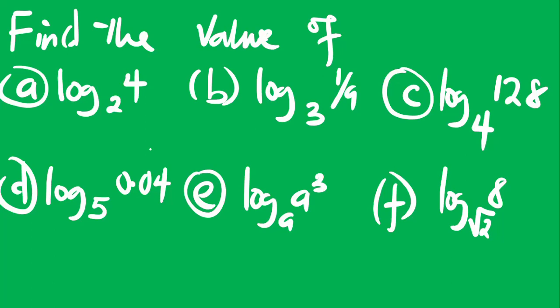Now, what we want to do is find the value of log 4 base 2, log 1 over 9 base 3, log 128 base 4, log 0.04 base 5, log a to the power 3 base a, log 8 base square root of 2. Now, there is a fastest way to do this.